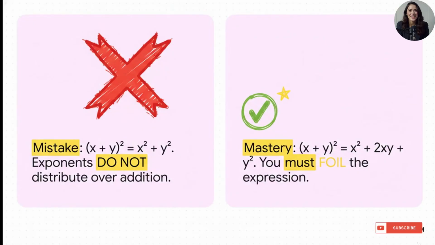Okay, I need you to burn this slide into your memory. This is without a doubt the #1 trap on the ACT when it comes to exponents. You cannot distribute an exponent over addition or subtraction. You just can't. It's illegal in math. You have to write it out twice, x plus y times x plus y, and FOIL it.